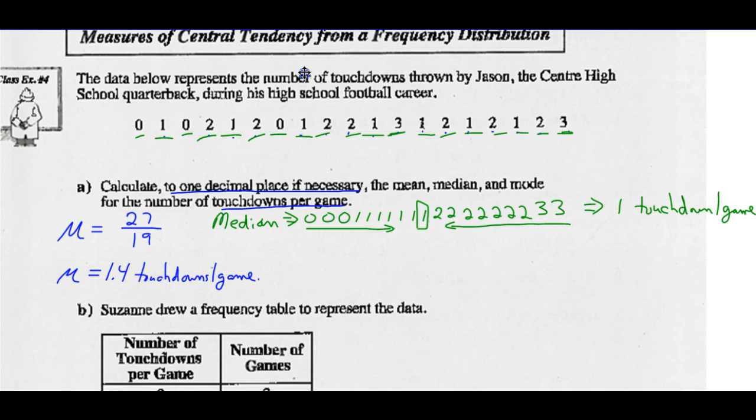And finally, if we're asked to find the mode, the mode of a set of data is the piece of data that occurs most often. Well, we said there were 7 ones and 7 twos. So if there's 7 of each of those, the mode equals 2 separate values. The mode equals 1 and 2. So you can have more than one mode. They both occur 7 times. So 1 and 2, and these would be touchdowns per game.